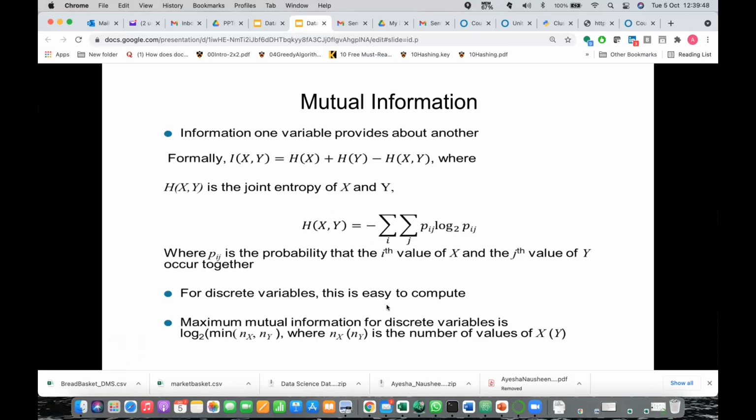For discrete variables, this is easy to compute. If it is continuous, then the sums will be replaced with integrals over intervals. Maximum mutual information for discrete variables is log2 of the minimum of nX and nY, where nX and nY are the numbers of values of X and Y.